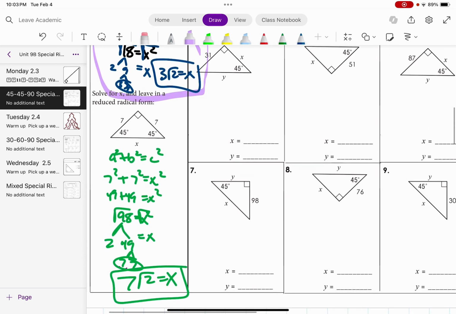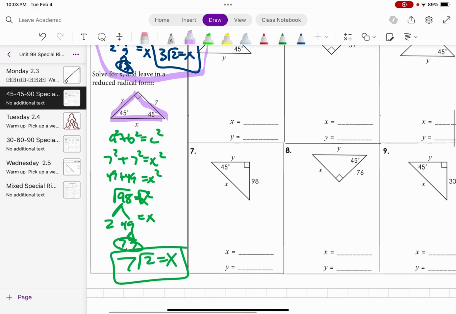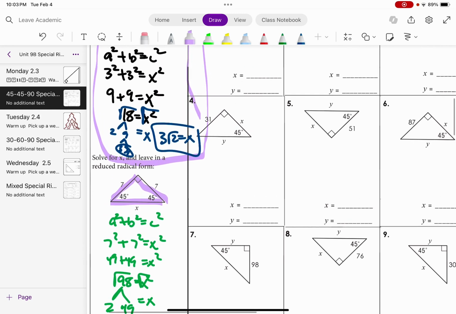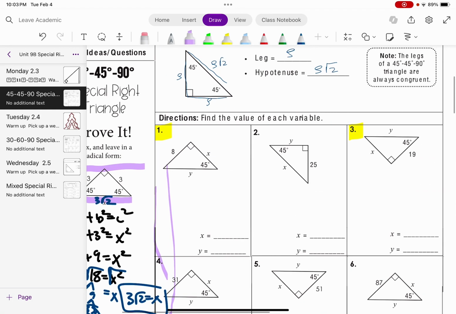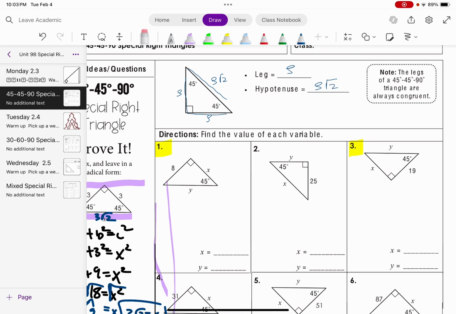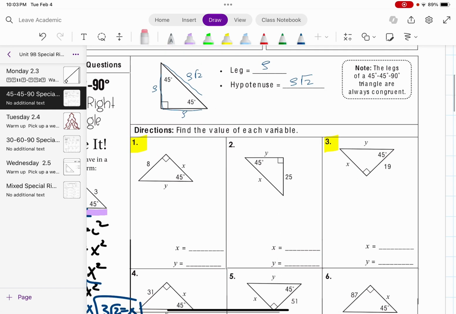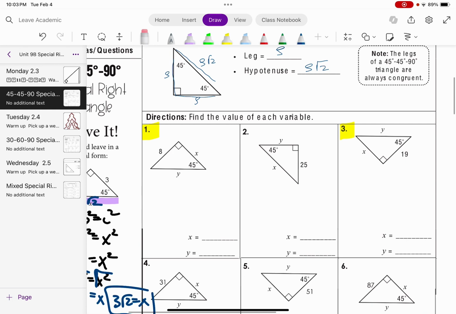This one over here is very similar. You have your 7, and the unknown happens to be 7 square root of 2. So just know that the square root of 2 pops up whenever the legs are the same and it's a 45-45 triangle. Going back over here, I'm going to go over a couple examples so you can follow along, at least to refresh your memory on how to solve these.